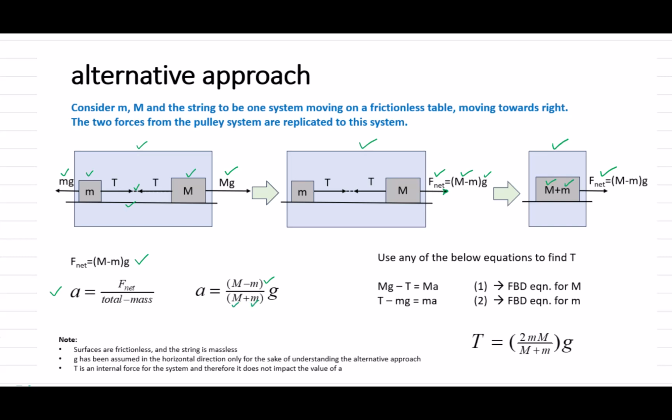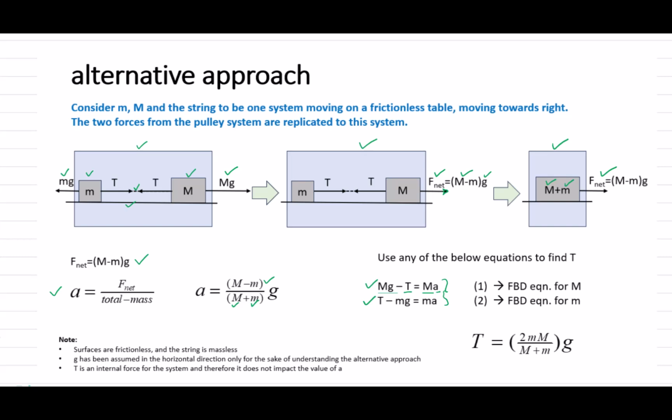Having found A, we can use either of the two free body diagram equations we have seen earlier: Mg minus T equals Ma, and T minus mg equals ma. Although we saw these equations in the free body diagram, they can also be seen with respect to the figure here. Referring to the first figure, we have a force Mg pulling it towards the right, minus the force of tension pulling it towards the left, and that will be equal to the mass of the object, M, times the acceleration with which the object is moving towards the right hand side.